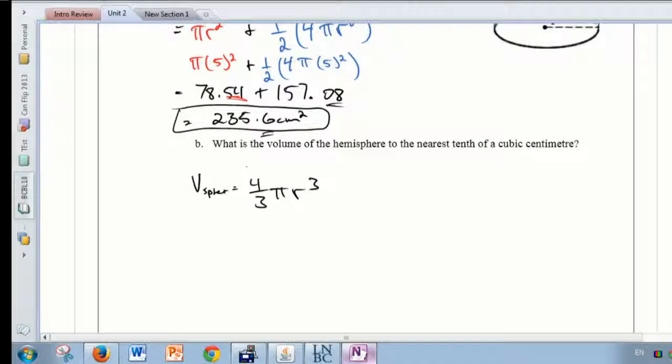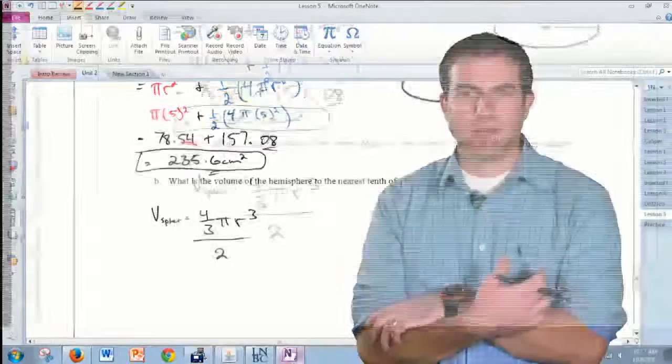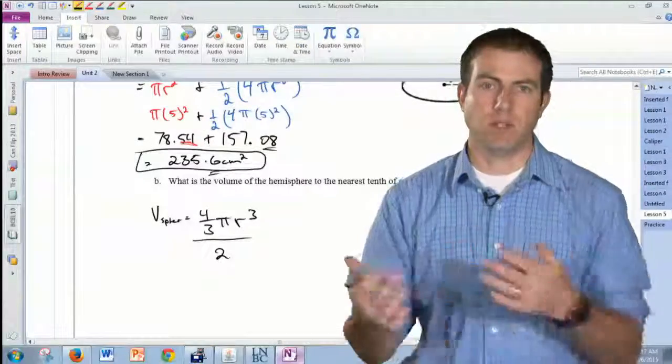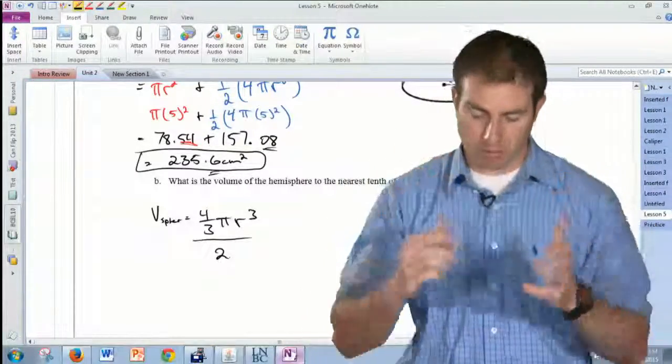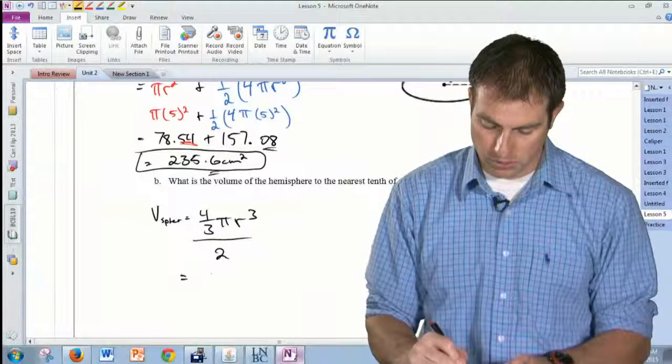I'm just going to finish this off in the next 5 minutes here. What's the volume of the hemisphere to the nearest tenth of a cubic meter? So I'm not talking about a full sphere. I'm talking about half of it. So I'm just going to divide it all by 2 at the very end. It looks kind of funny when I write it like this because I have a fraction on top of a fraction. But as long as you can wrap your brain around what it's going to look like, you should be fine.